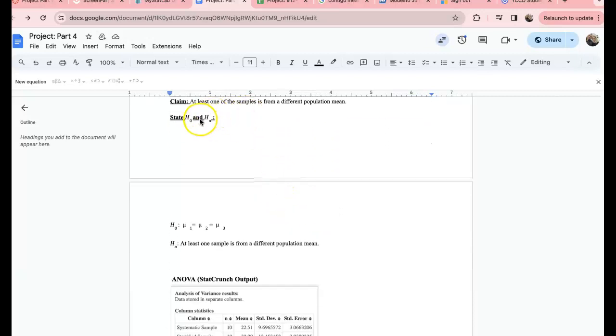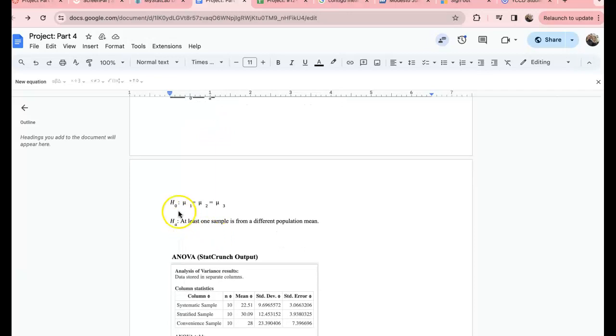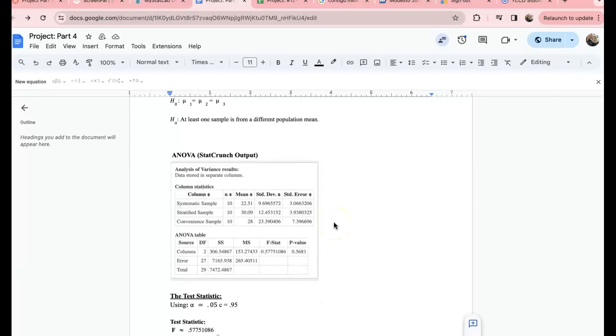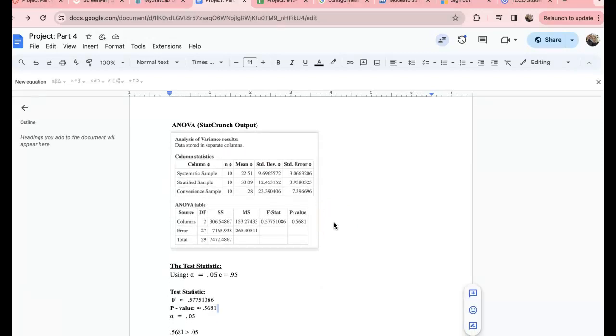Here we have our H0 and HA. So we stated that H0, all 3 of the population means are equal. And then HA is the claim, again, at least one sample is from a different population mean. So right here we have provided our ANOVA StatCrunch output, and that gives you all 3 of those samples once more, the total number of values, which were the values that we selected or had the calculator randomly generate. So we have 10 values in each of those samples, and we have all three means listed here, the standard deviation and the standard error.